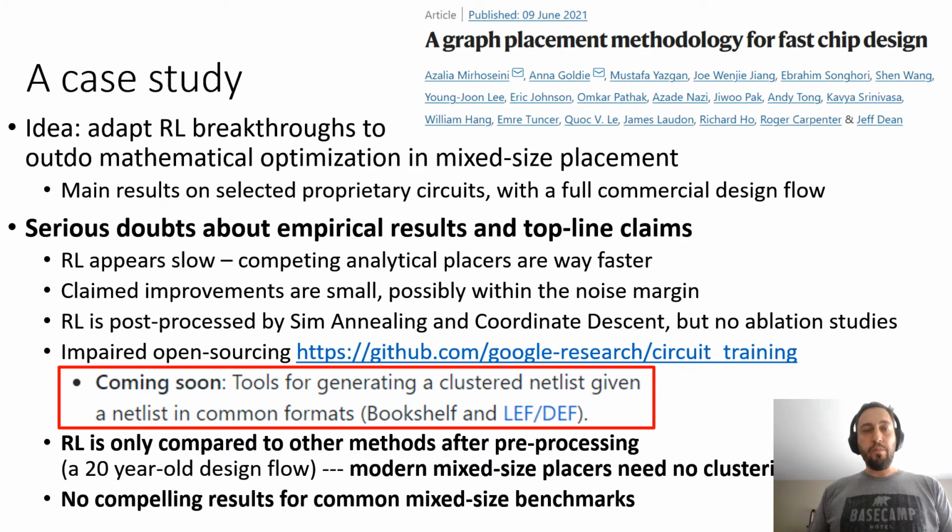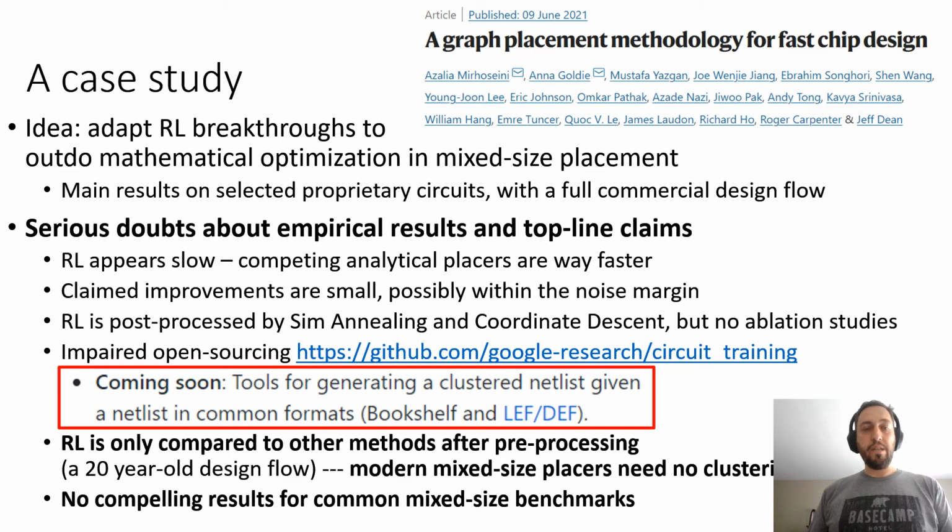This panel was partly motivated by recent work that applied deep reinforcement learning to mixed-size placement. The idea was to adapt reinforcement learning breakthroughs to outdo mathematical optimization in mixed-size placement. The main results reported were on selected proprietary circuits with a full commercial design flow. To me personally, the paper leaves serious doubts about empirical results and top-line claims.